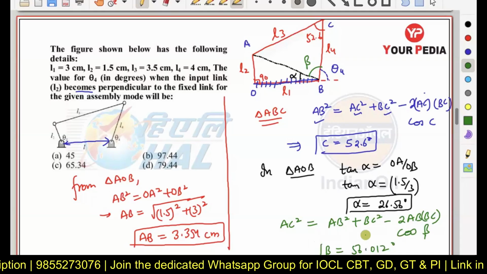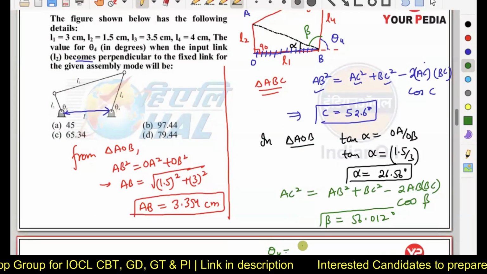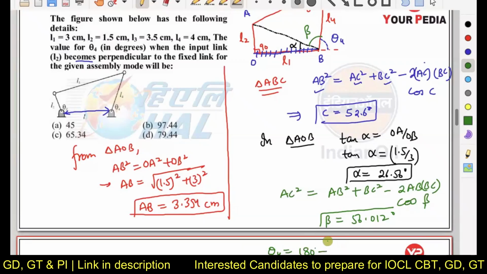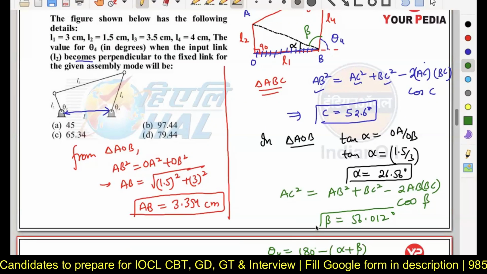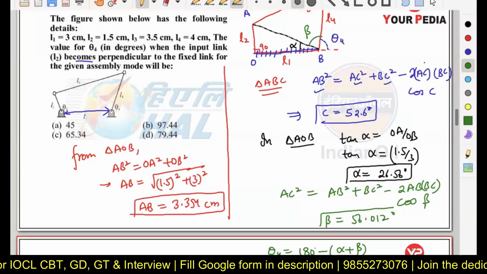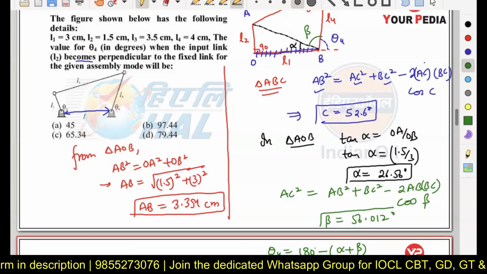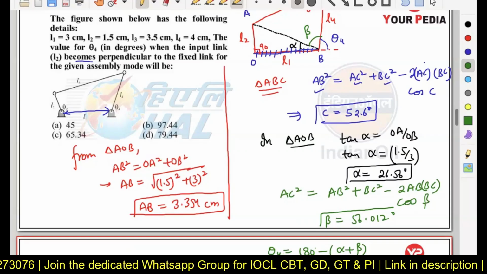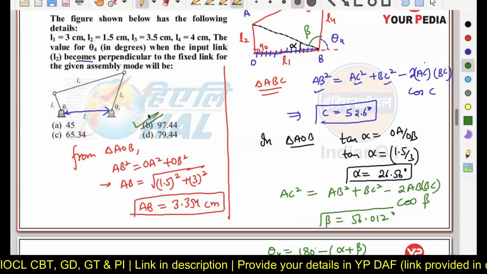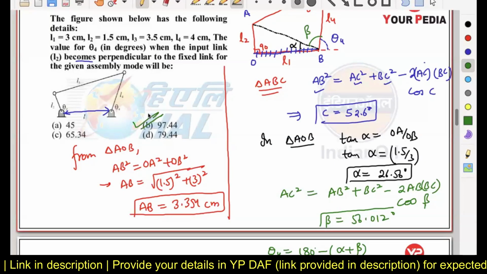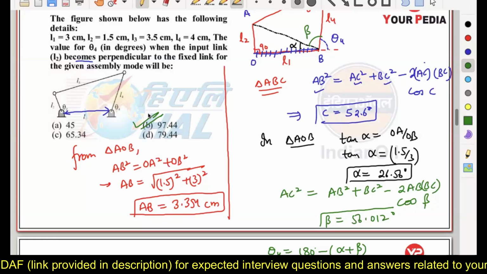56.012 here. So can I say that angle theta 4 is equivalent to 180 degree minus alpha plus beta. Now you know the value of alpha, you know the value of beta here. Just put all the values and get your final answer of theta 4. It will come out to be 97 degree. So option number B will come out to be the correct answer in this case. You just have to use your basic aptitude here and nothing else.